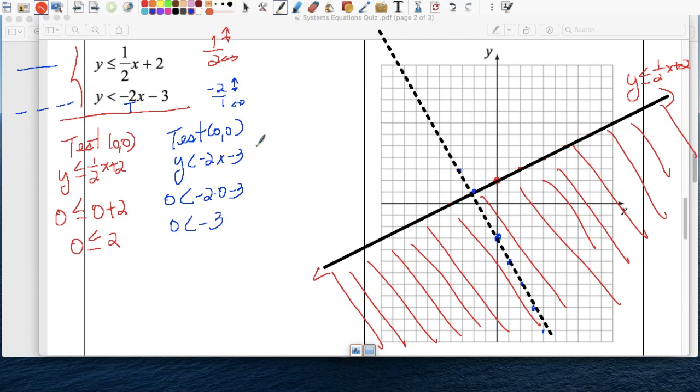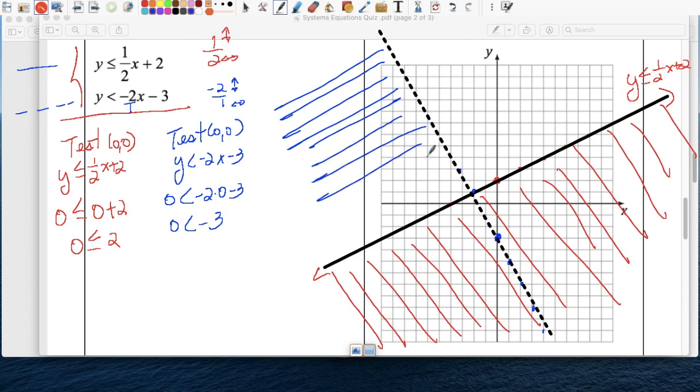Is 0 less than negative 3? No, 0 is greater than negative 3. So the point 0, 0 is to the right of the dashed line, so we don't want that area. We actually want this side, right? Any point on this side of the dashed line satisfies the second inequality.